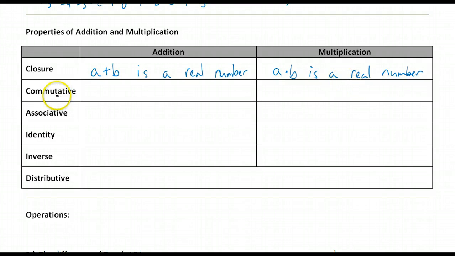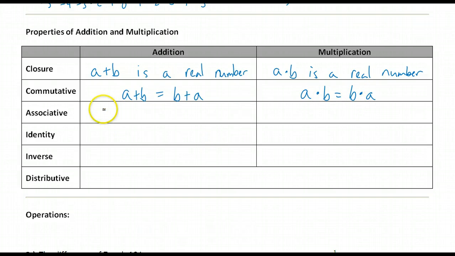The commutative property says if I add two numbers, I can switch the order in which I add and still get equivalent answers. Same with multiplication. If I multiply two numbers together, I can switch the order and still get equivalent answers.